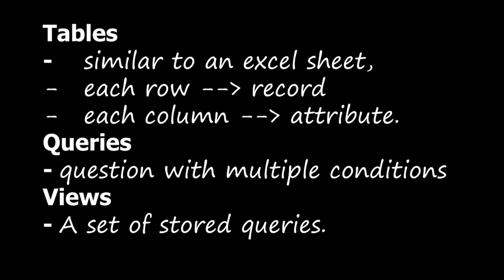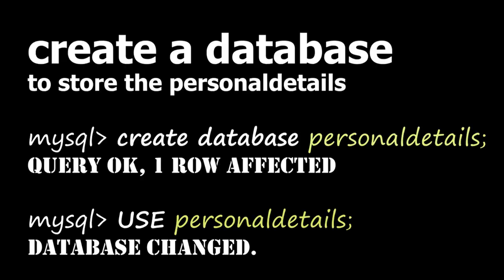First, what are the things we saw inside creating a database? Tables, queries, and views. Tables are like an Excel sheet with rows and columns. A row is a record, a column is an attribute. Queries means questioning, which is done to satisfy the customer's choice. Understood? And views means the previous or older questions will be stored as views.